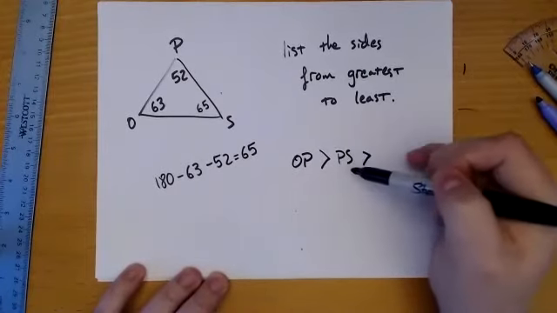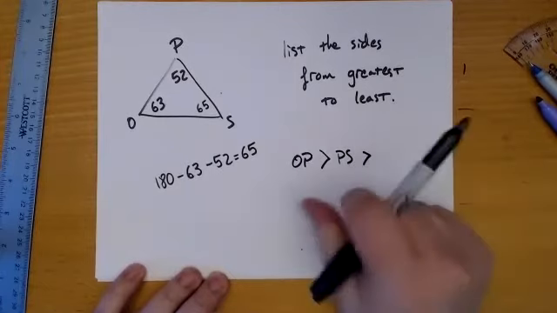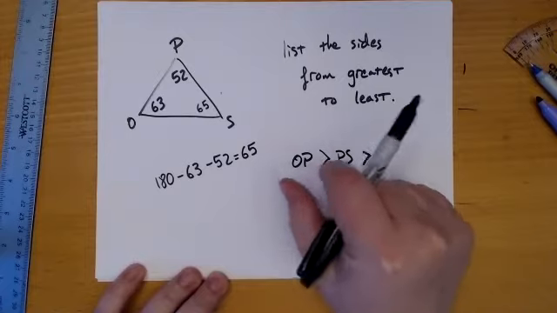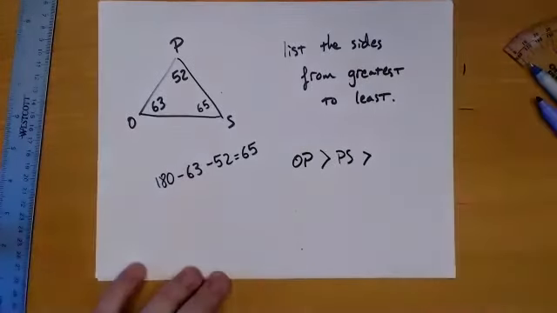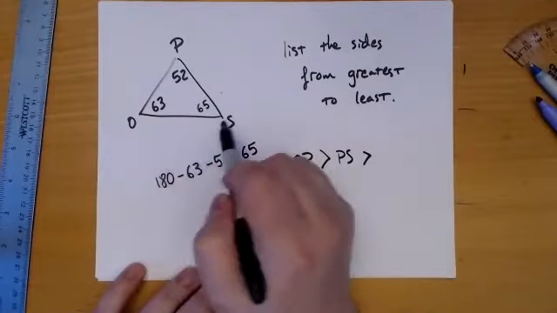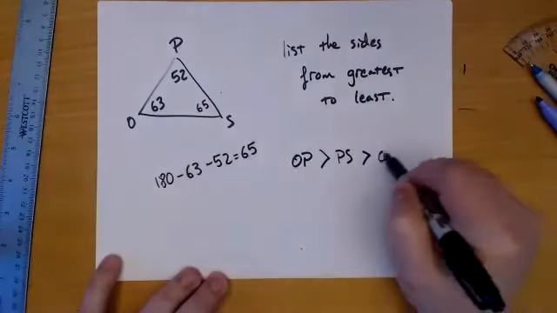And you're right, I could say SP or PS. It doesn't matter. We can switch those letters. This could be PO instead of OP, and that's fine. And then finally, my last side, across from my small angle, is going to be my small side, OS.